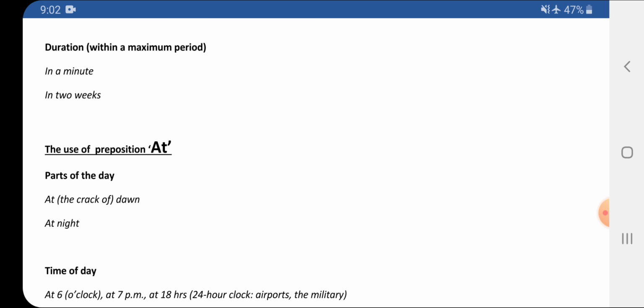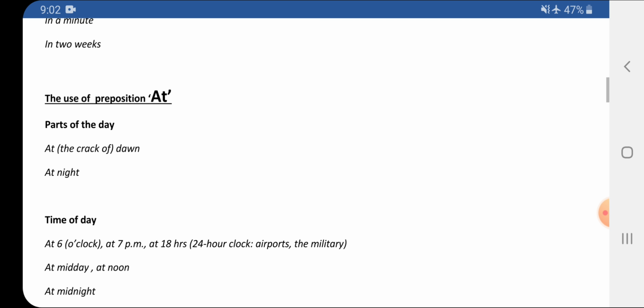Next thing is the use of the preposition at. At is also used to express parts of the day. For example, at dawn. This is also popularly used as at the crack of dawn. Means जब dawn होता है तब. At night. So dawn or night के आगे जो है preposition at का इस्तेमाल होता है. Similarly, we can use at before twilight.